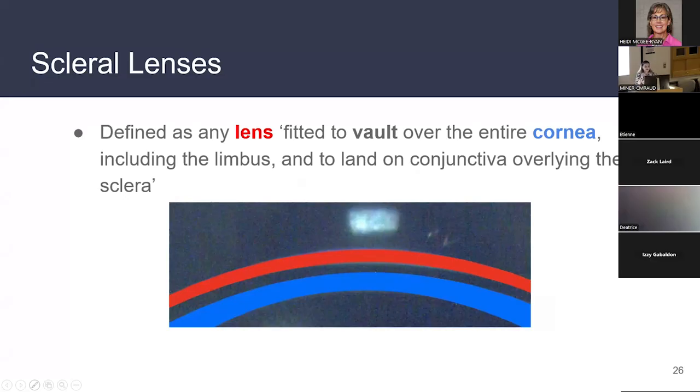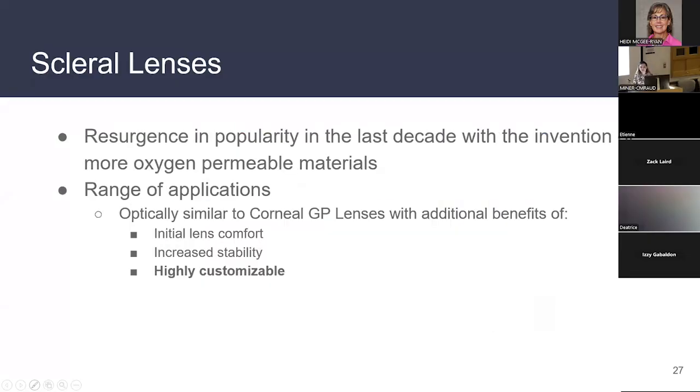So this lens is going to vault the entire cornea and the limbus and land on the conjunctiva overlying the sclera. So we're landing much further out. So what does all that actually mean? It means the patient is going to have significantly less irritation and just knowledge of the lens being in their eye because we're fully vaulting the cornea. There has been a resurgence in popularity in these lenses within the last decade, and that's partially due to drastic changes in the gas permeable materials that we use to create these lenses. They're much more oxygen permeable today, so it's far safer to wear a scleral lens for long hours.